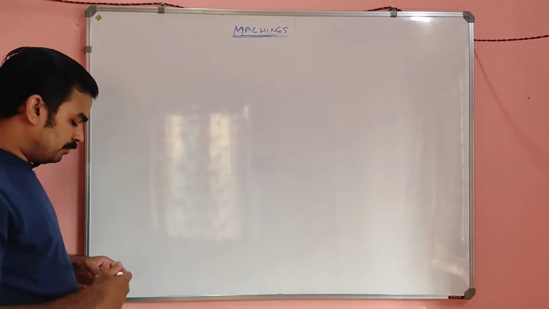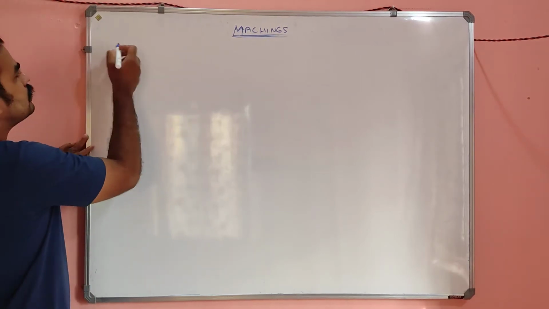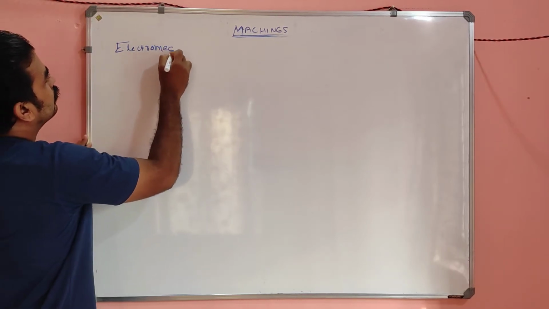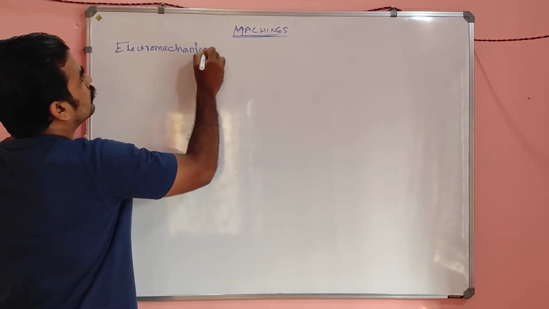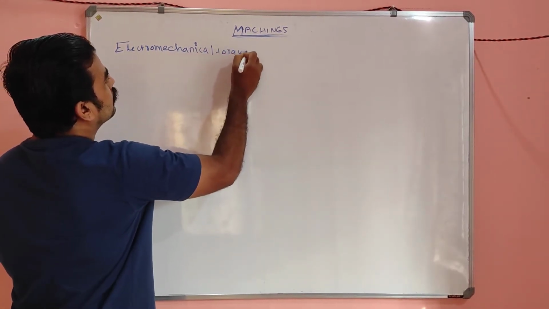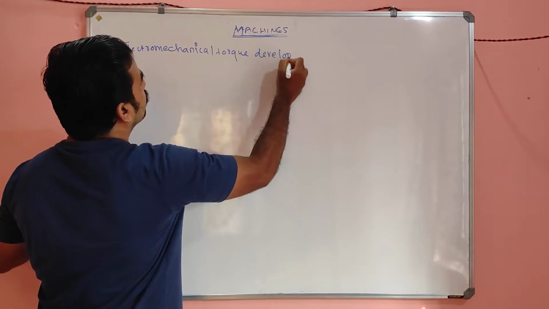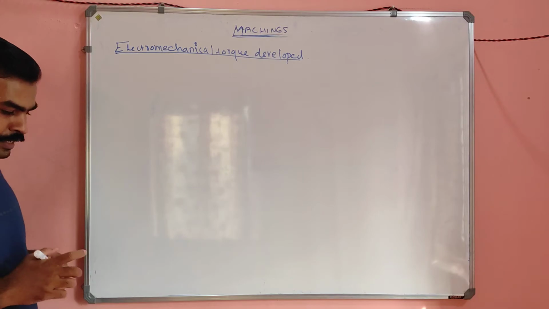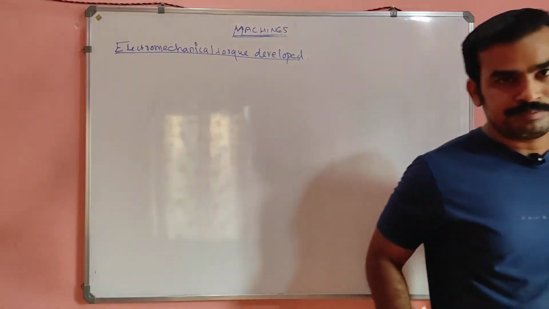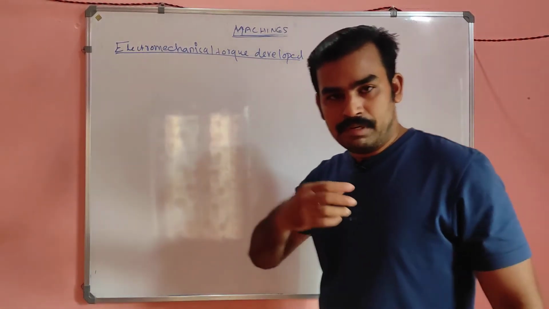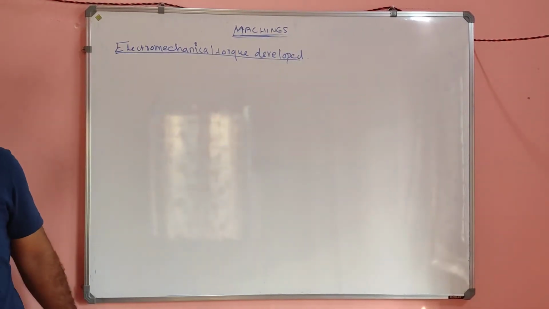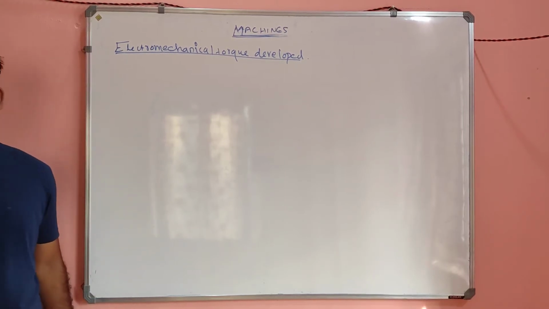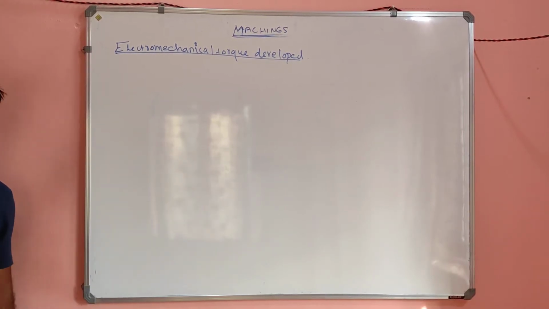So today we are going to go to another session. It's also very important. Electromechanical torque developed. Actually, this is a very big derivation. The equation for the electromechanical torque developed is a very big derivation. Only after that derivation we will get the expression for electromechanical torque developed.